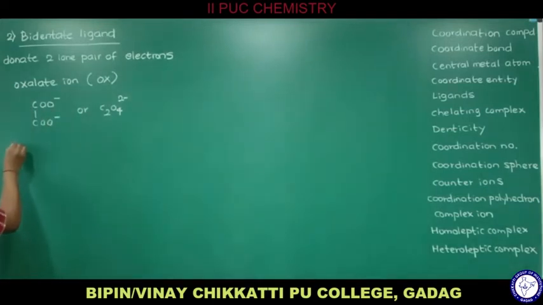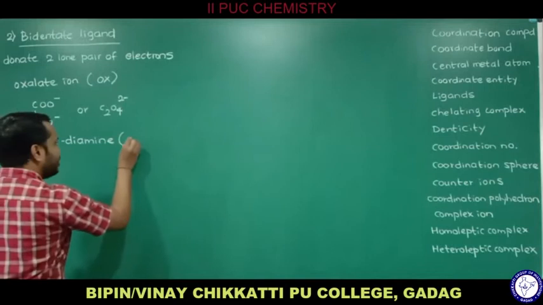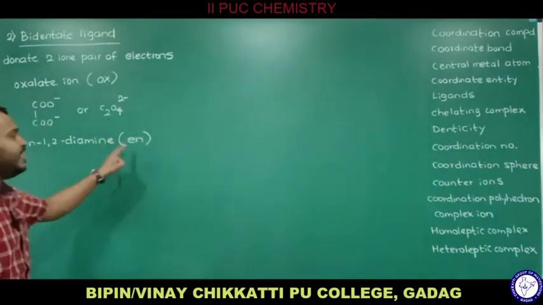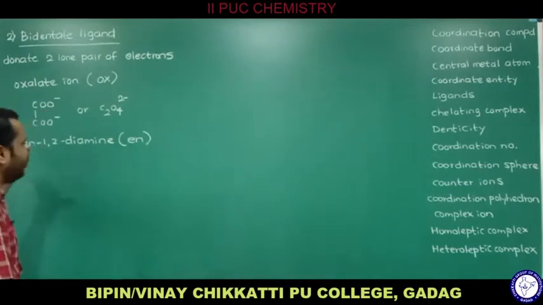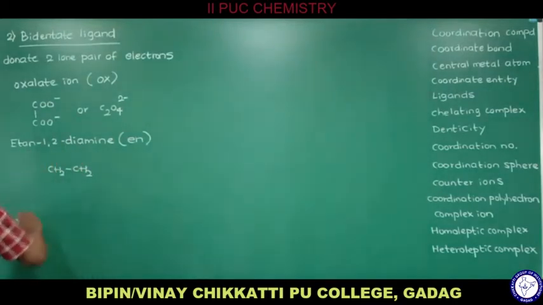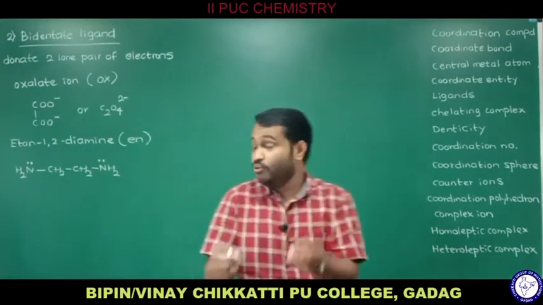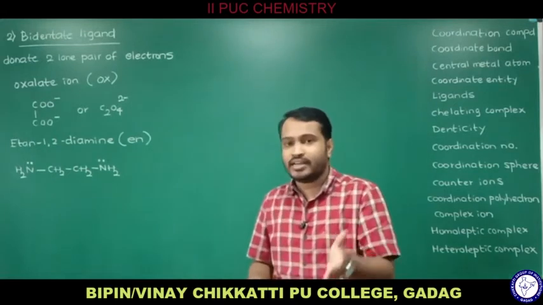One more example I write here, and let me write the name: ethane 1,2-diamine, but we represent it as EN. We use this frequently. So if we have EN, remember that is ethane 1,2-diamine, which belongs to bidentate ligand. So what is the structure? Ethane: CH2, carbon number 1, carbon number 2, and 1,2-diamine, so two amine groups are present at carbon number 1 and carbon number 2. This is the structure of ethane 1,2-diamine. We have a lone pair of electrons on this nitrogen and a lone pair on this nitrogen. They are going to donate lone pairs towards the metal ion, so that a coordinate bond is formed.